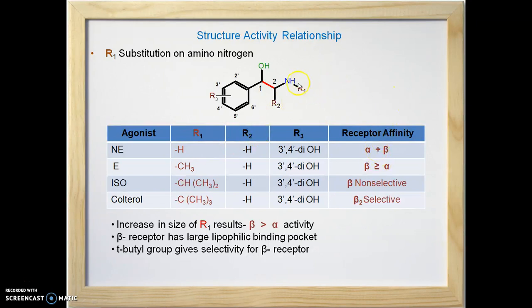As size of R1 increases, alpha activity decreases and beta activity increases, while tertiary butyl group gives selective activity at beta 2 receptors. And this also explains that beta receptors have large lipophilic binding pocket.